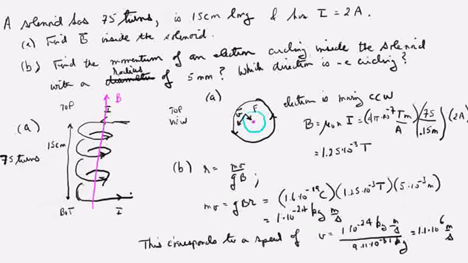What's the speed corresponding to that momentum? Well, we could simply take the momentum and divide by the mass of the electron, 9.11 times 10 to the minus 31, and conclude that the electron was moving 1.1 times 10 to the 6 meters per second. Not yet relativistic, but on its way.